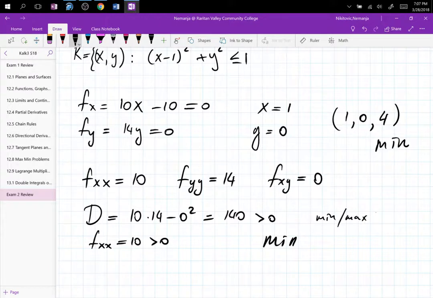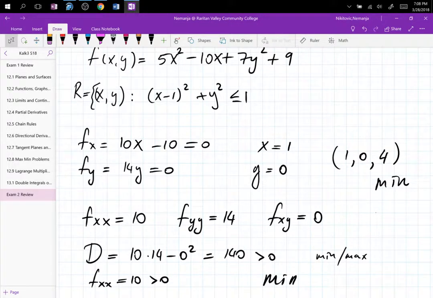You have to memorize the combination, right? fxx positive and d positive is a minimum. fxx negative and d positive is a maximum. And d negative is a saddle point. And if d is equal to 0, the method is inconclusive. You have to use something else. So far, we dealt with the inside, and I found the minimum point at 1, 0, 4. Now we have to take a look at the edge.